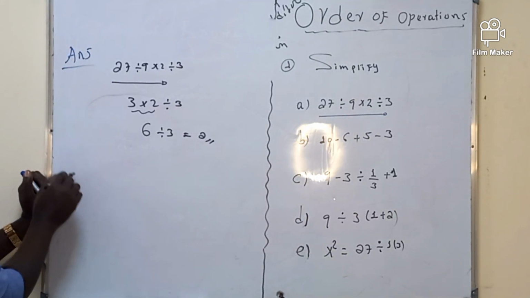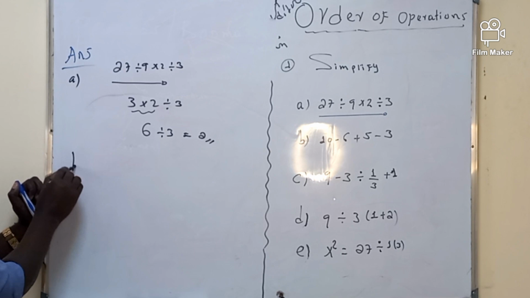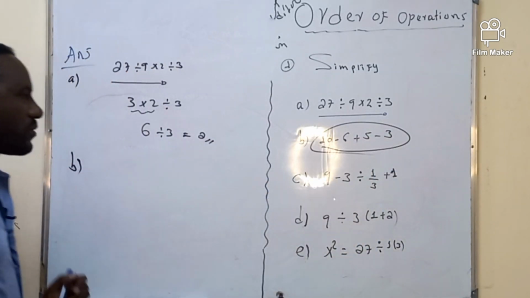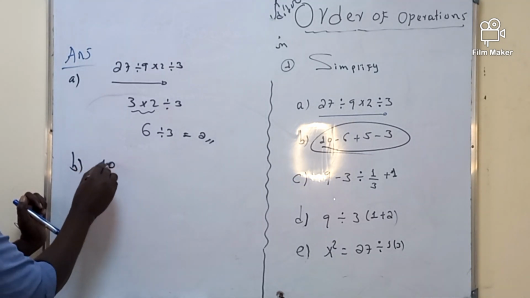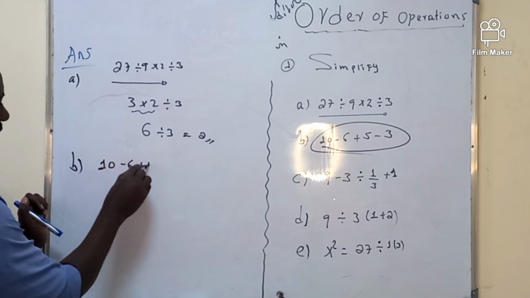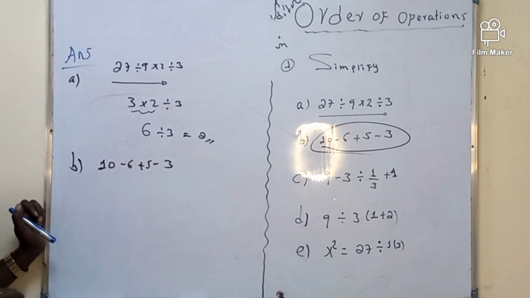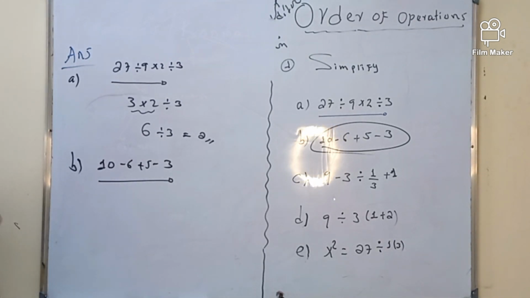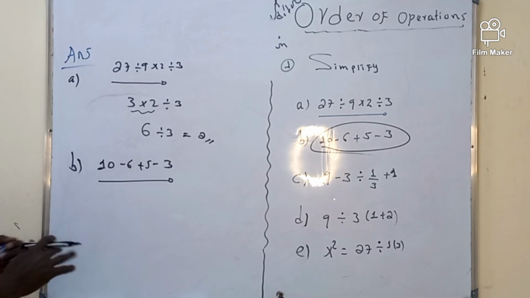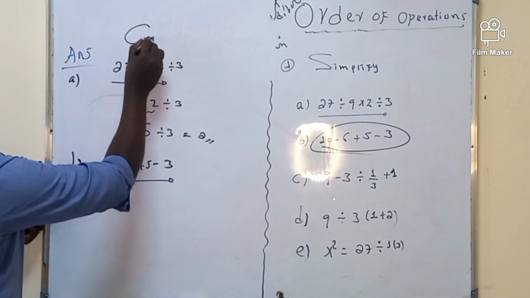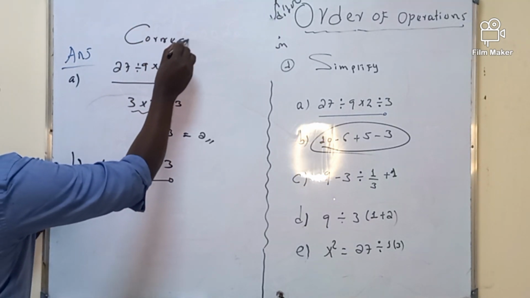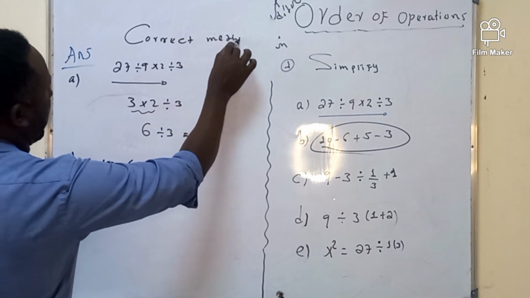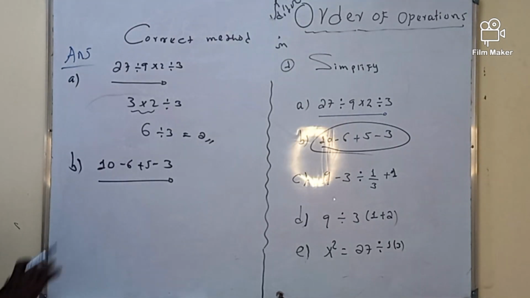How are we going to do the second problem, that is B? Now the way to solve this problem is going to be 10 minus 6 plus 5 minus 3. You have to see that this is the correct way. The correct method is this way.